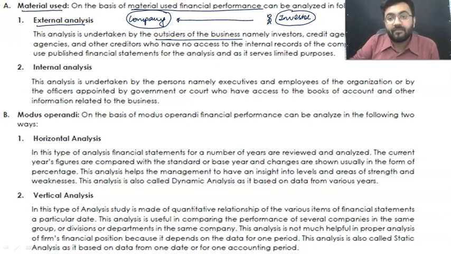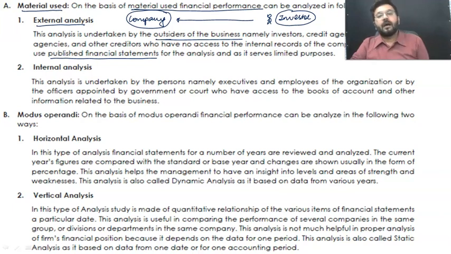And this is in fact not absolutely correct, because they have only published financial statements for analysis, which serves only few purposes. Just like that, they are going to have the balance sheet, cash flow statement, and profit and loss account. Using them, they can analyze. Apart from that, the internal analysis is particularly carried out by the executives and employees of the organization.